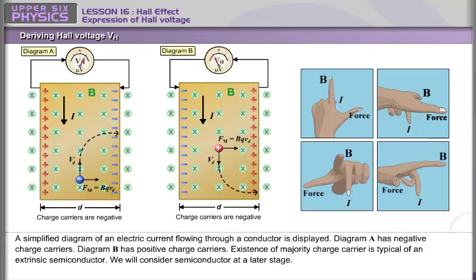A simplified diagram of an electric current flowing through a conductor is displayed. Diagram A has negative charge carriers. Diagram B has positive charge carriers. Existence of majority charge carrier is typical of an extrinsic semiconductor. We will consider semiconductors at a later stage.